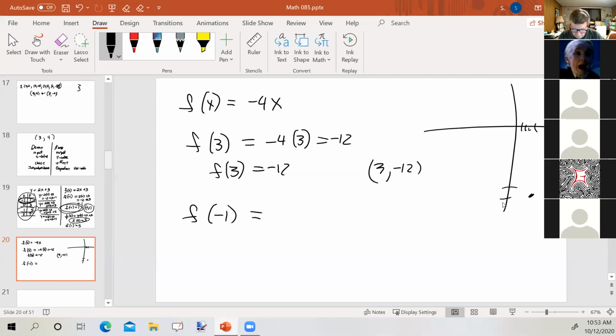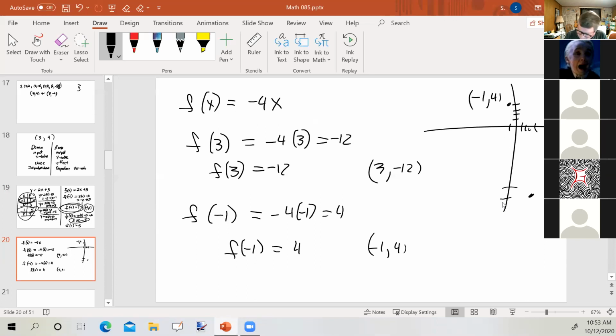Okay. F of -1 would be -4 times -1, which is 4. So f of -1 equals 4. That corresponds to the ordered pair -1, 4, which corresponds to the point -1, 4, etc., etc. All right. Any questions there?